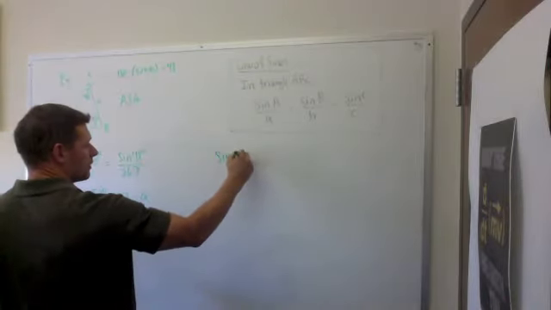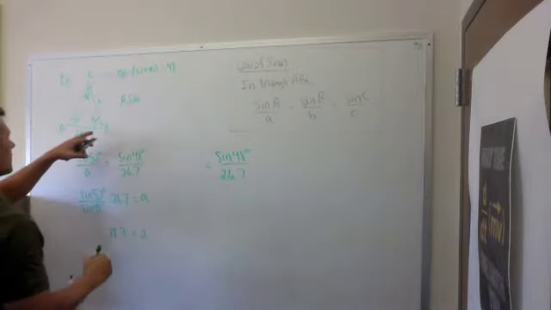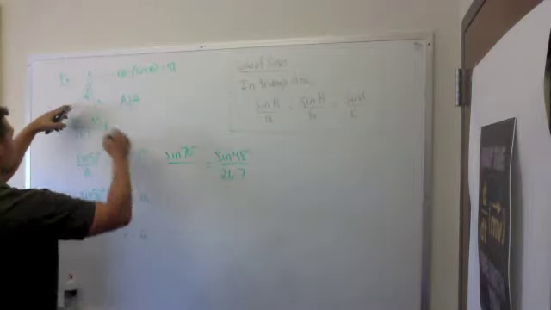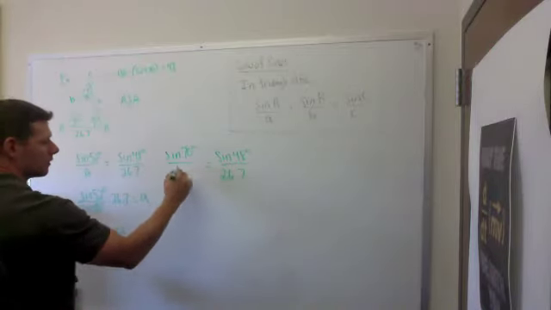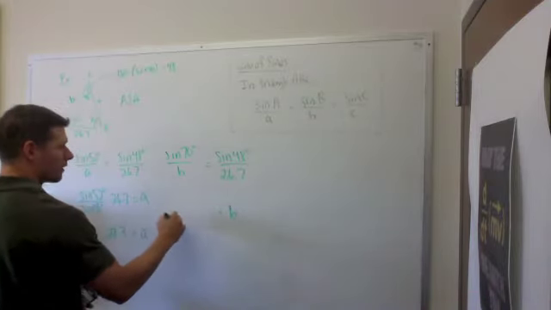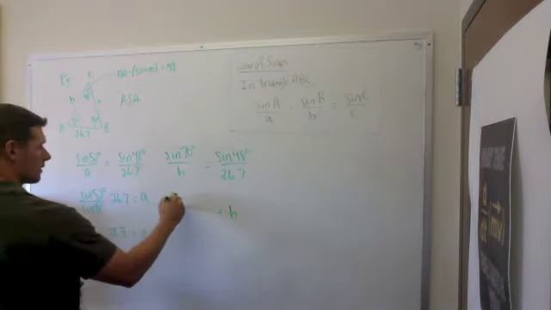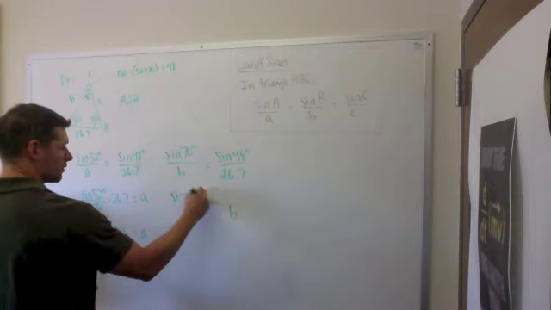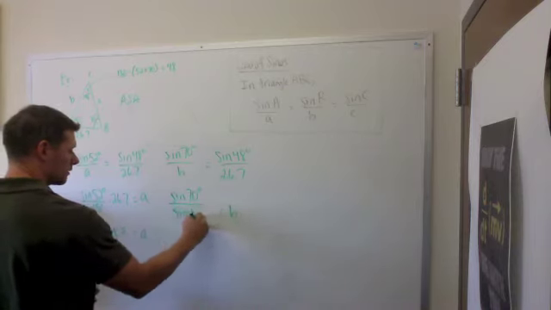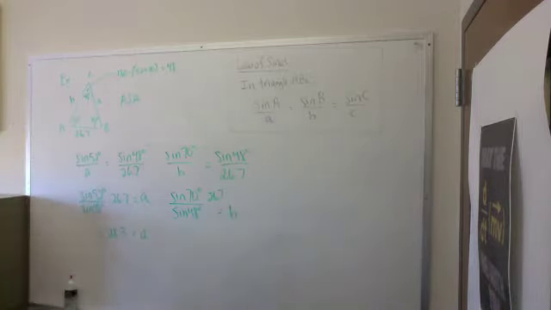Sine of 48 degrees is to 26.7 as sine of 70 is to some unknown value B. So again, multiply by B over there. And then over here, I have sine of 70 degrees divided by sine of 48 degrees times 26.7. And let's see what I get there.